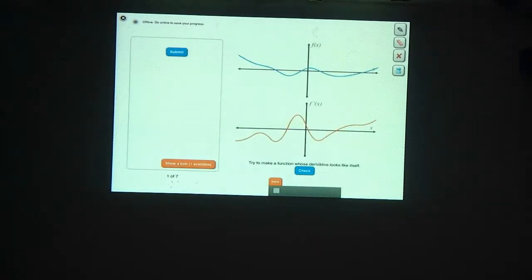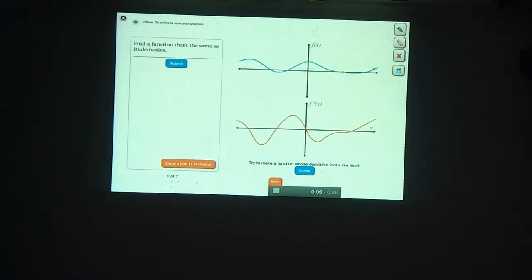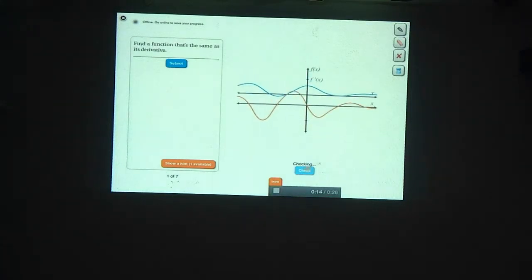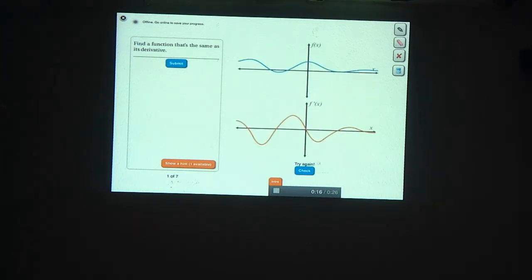Okay, let's start this tutorial off with a challenge question. In the top graph here, you can make any function you want, and in the bottom graph, you'll see its derivative being plotted. Try finding a function that's the same as its derivative, and when you think you've got it, press the check button at the bottom. No, the function I made is definitely not the same as its derivative. But when you do have a function that's the same as its derivative, press the submit button over here.